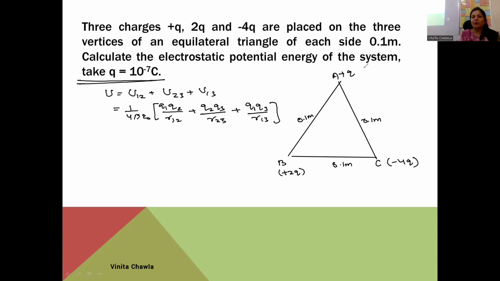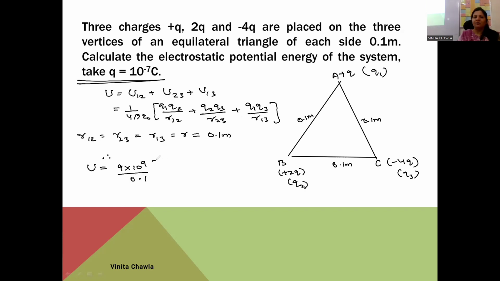So let this charge be Q1, this charge be Q2 and this charge be Q3. Now you can see the distance between all the charges is the same. So R12 is equal to R23 is equal to R13. They are all the same. We can write them as R only and this distance is 0.1 meter. It is given to us. Now, therefore, U is equal to 1 upon 4 pi epsilon naught, which is 9 into 10 raised to the power 9. And we can take this outside because these are all the same. So we can write 0.1 outside for them.